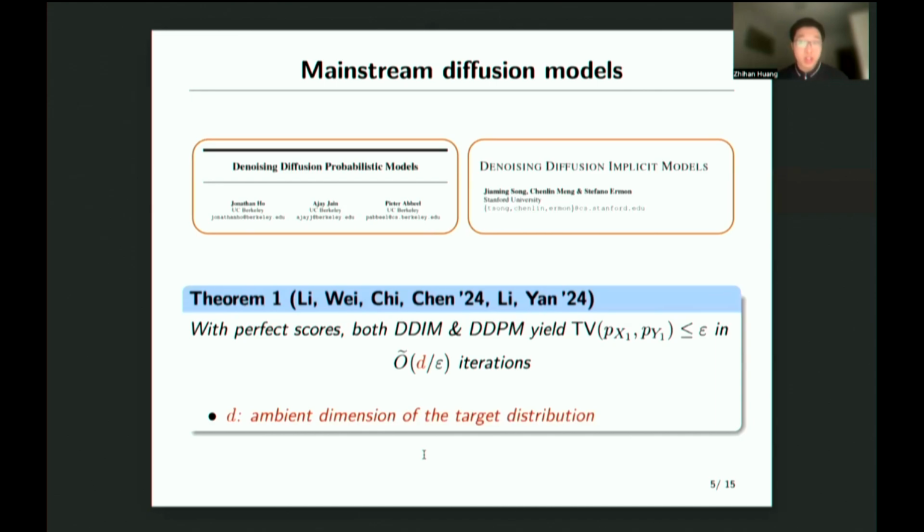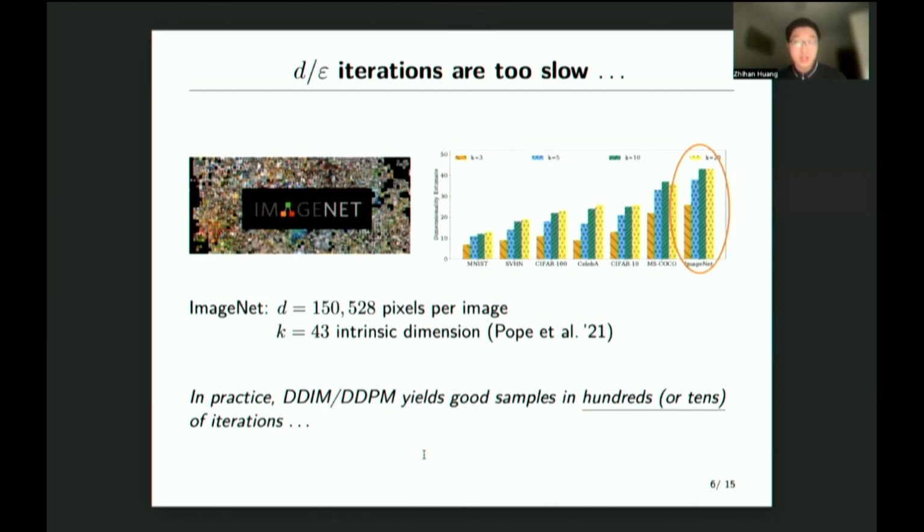And in previous work, the state-of-the-art result tells us that with perfect score estimation, both the DDIM and DDPM samplers yield an epsilon-accurate sampler in total variation in approximately d over epsilon iterations, with some logarithm terms omitted. Here, d is the ambient dimension of the target distribution. And the following question is: is this upper bound tight?